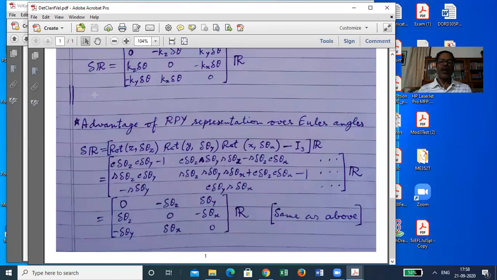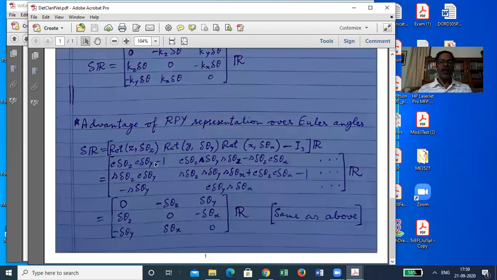wherever that alpha beta gamma appears, in place of alpha beta gamma I have used delta theta z, delta theta y, and delta theta x. Okay, and in the big matrix that we had, I have put those values here. Rather than cos alpha cos beta minus 1, I have written this. Okay, minus I. So that is why from the diagonal entries I have subtracted minus 1. Okay, this third column I have left for you into r.